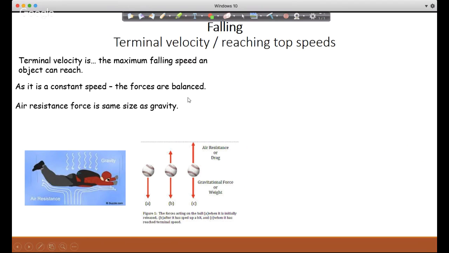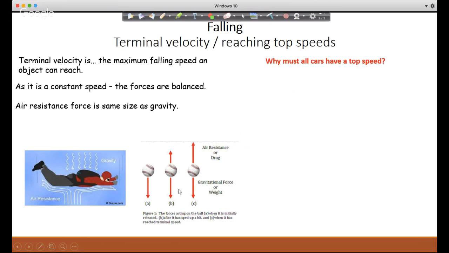Next, explain why objects reach top speed. Let's have a quick look at these 3 baseballs here. Figure A shows the forces acting on the ball as soon as it's been dropped. When something's first dropped, or a man jumps out of his aeroplane, or a car starts to accelerate from a standstill from the start line, there is only the forward force acting on it, or in this case, the downward force of gravity, or in a car, it'd be the forward force from the engine.